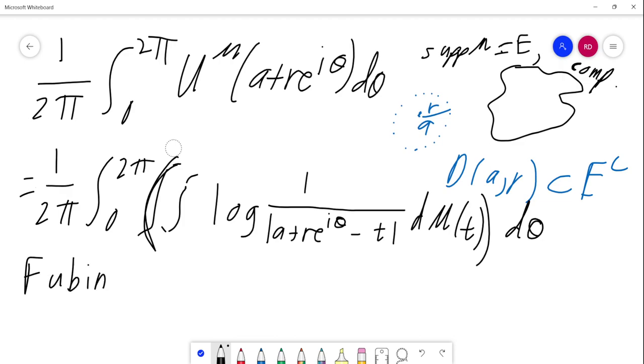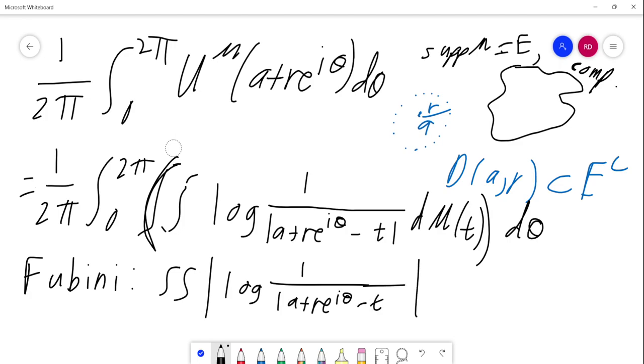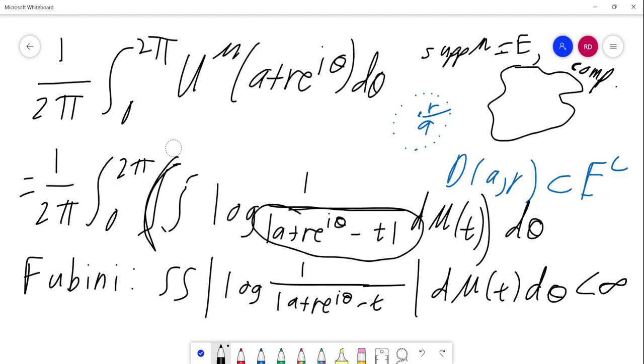Fubini's theorem would say if we do the double integral of the absolute value of this whole thing, d mu t d theta, and if that is less than infinity, so if we take the absolute value inside the integral, as this log function can be negative for small values inside. And we don't really know how large or small this argument here is. It could be very small or very large. But if we can show that the integral exists and is finite with the absolute value there, Fubini's theorem says that means we can go back to the original one and exchange them as we wish.